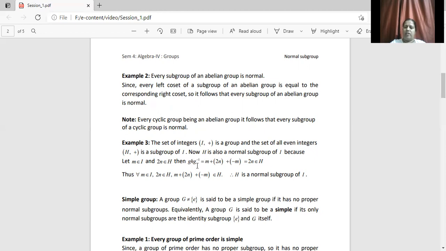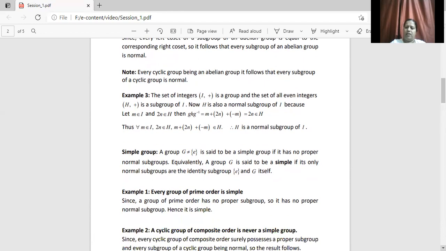Then g h g inverse is equal to, our g is m and h is 2n here, and the inverse of m will be minus m, and the binary operation is addition. Therefore, m plus 2n plus minus m, we get 2n. Again, it belongs to H. Hence, for every m in I and 2n in H, we are getting m plus 2n plus minus m belongs to H. That is, g h g inverse belongs to H. Hence, H is a normal subgroup of I.